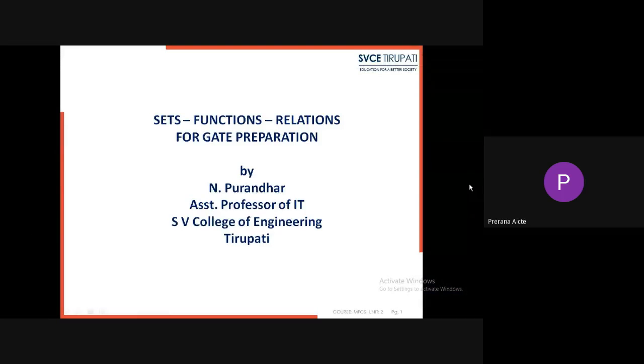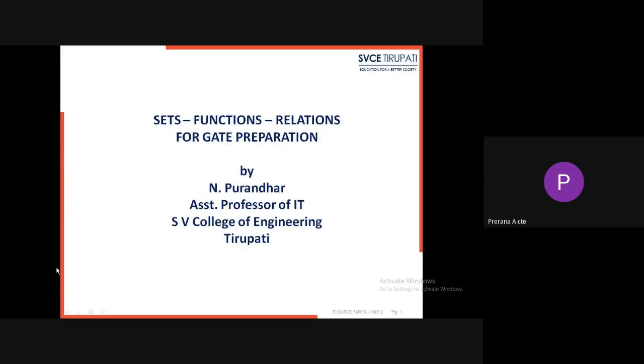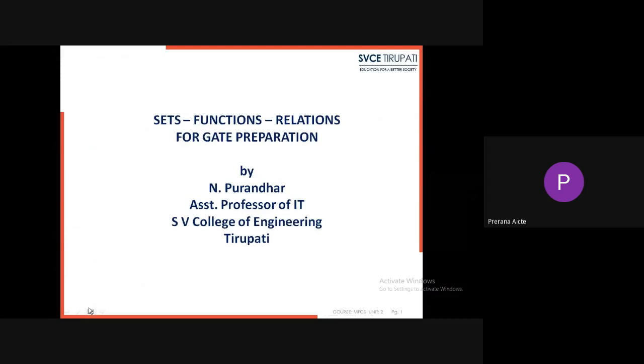Okay, today's session is sets, functions, relations. So we will discuss the important points with respect to GATE preparation. Yes, so sets, functions, relations.